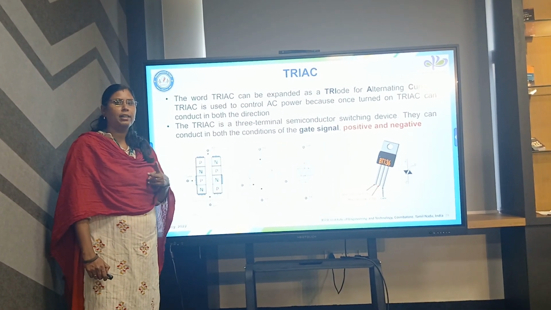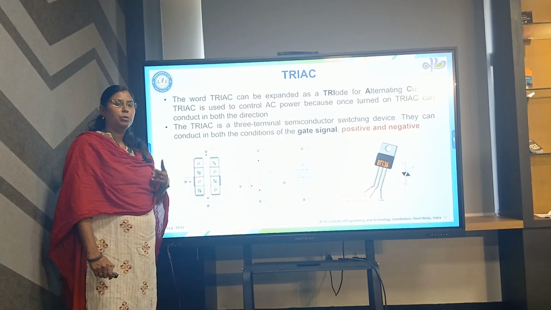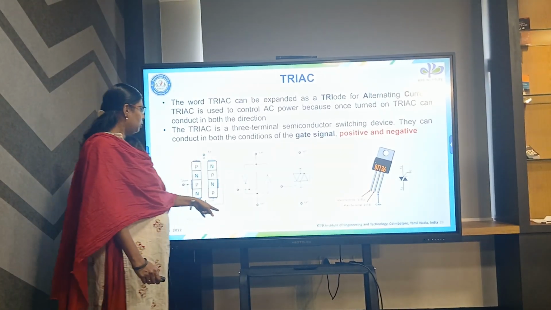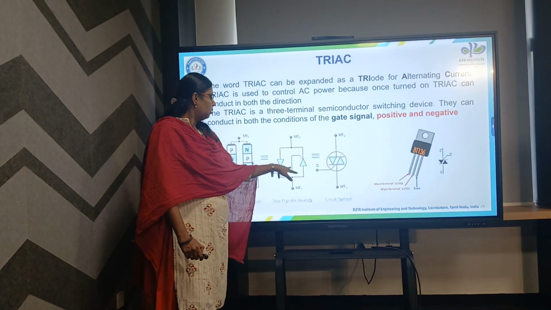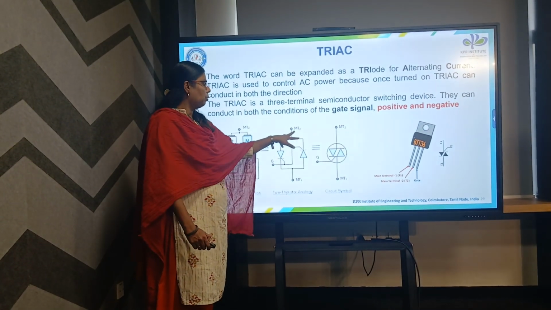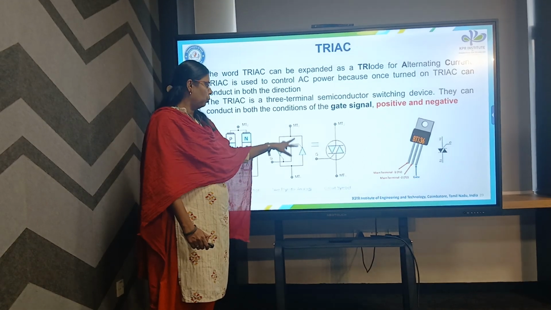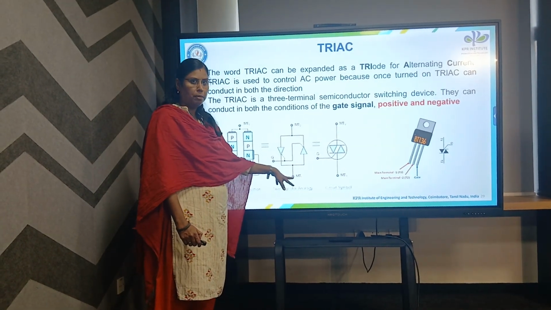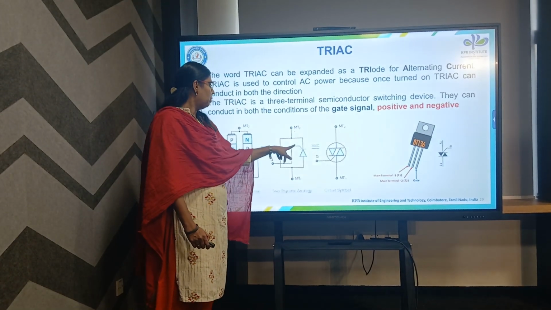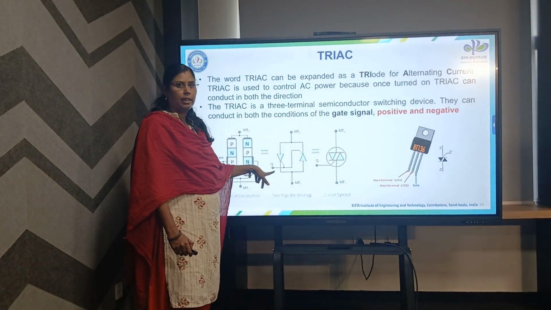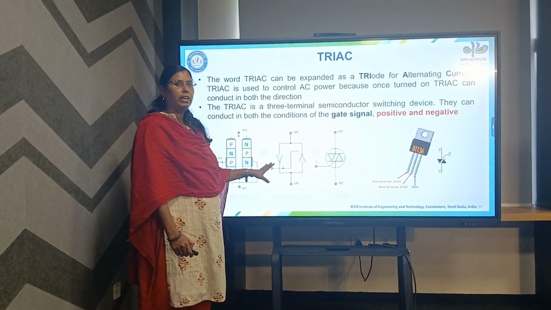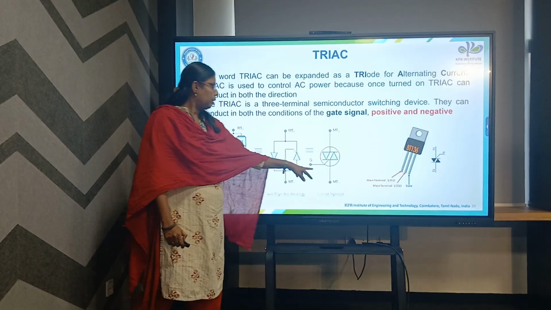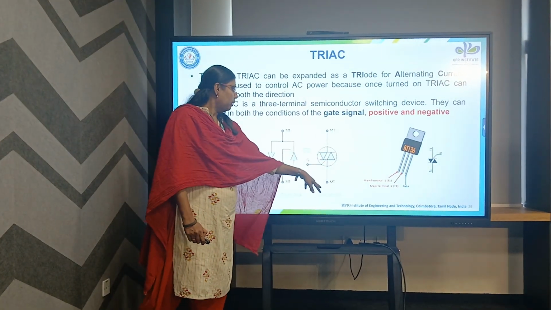In this, two anti-parallel SCRs are connected. In this two thyristor analogy, one anode and cathode are connected to one terminal, that is main terminal 2, and the other cathode and anode are connected and considered as one terminal, that is main terminal 1. Two gates are tied together and form the gate terminal. It is a three terminal device: main terminal 1, main terminal 2 and gate. This is the symbol of TRIAC: MT1, MT2, gate.